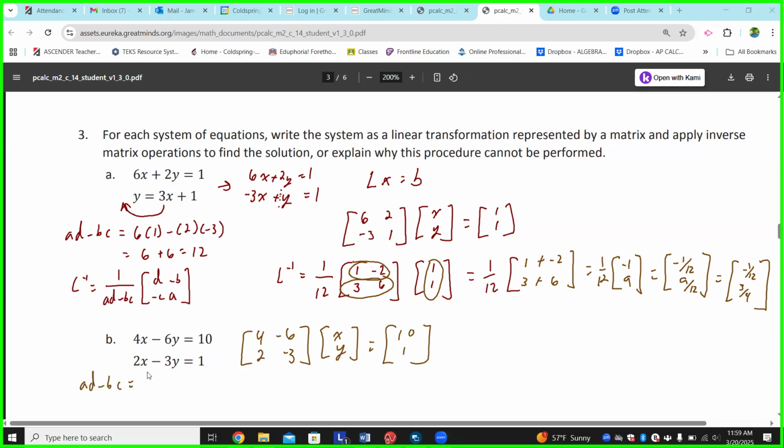AD minus BC. So that's going to be 4 times -3 minus -6 times 2. 4 times -3 gives me -12. And a -6 and a 2 and then a negative applied would give me a what? A +12. And -12 plus 12 gives me 0. So because I got 0 as my determinant, not possible. Meaning there is no two numbers, x and y, in which both of these statements will be true. Do y'all remember what that looked like graphically back in Algebra 1 if you had no solution?